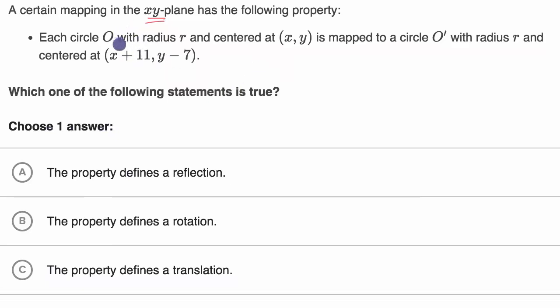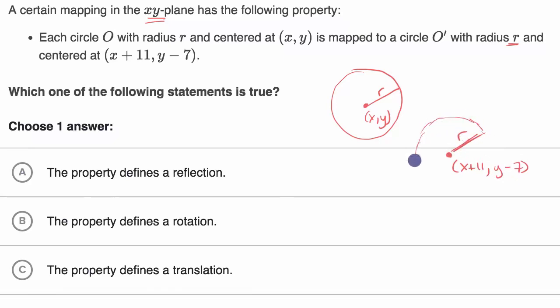But look, what they're really saying is that if I have a circle right over here, centered at x comma y, it's mapped to a new circle O prime with the same radius. So if this is the radius, it's mapped to a new circle with the same radius, but now it is centered at x plus 11. So our new x coordinate is going to be 11 larger, and our y coordinate is going to be 7 less. But we have the exact same radius.